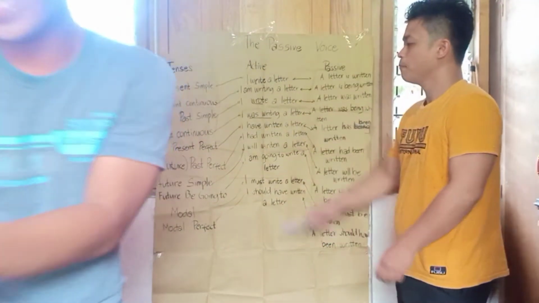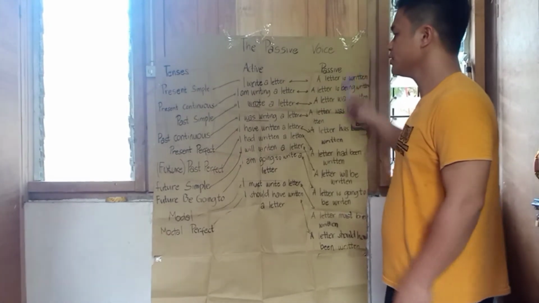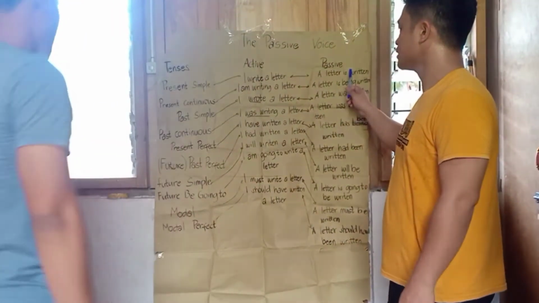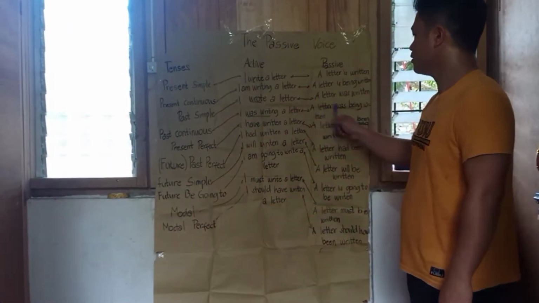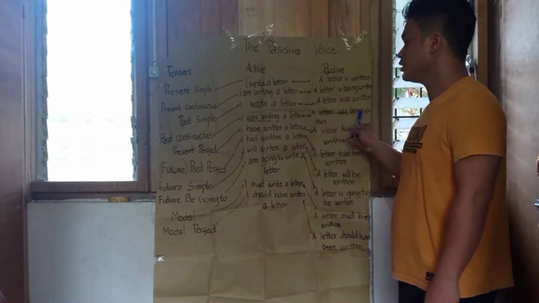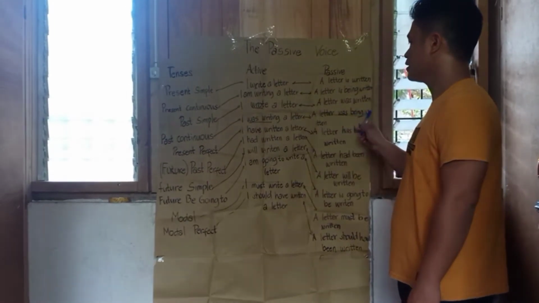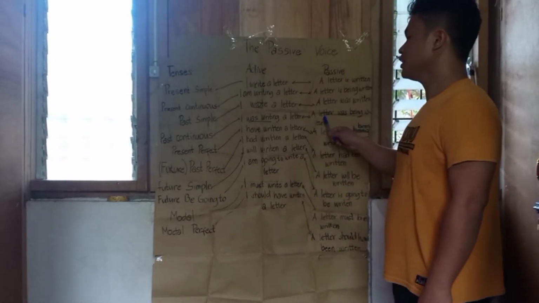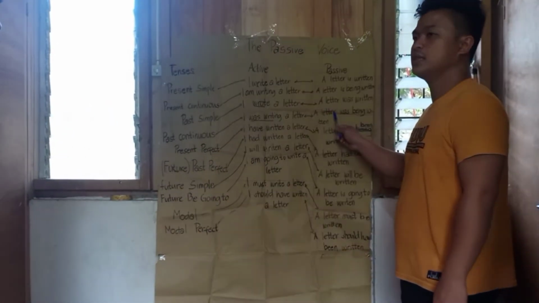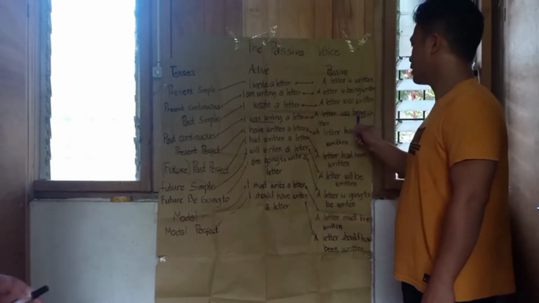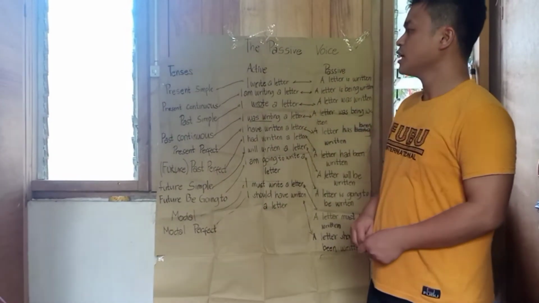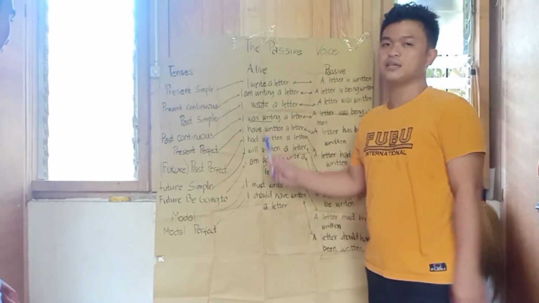So, in the past continuous, in the passive voice, which in the active is I was writing a letter, in the passive voice it is a letter was being written. So we conclude that the sentence is already done. The formula there is first the object, a letter, and then plus the action, being written.